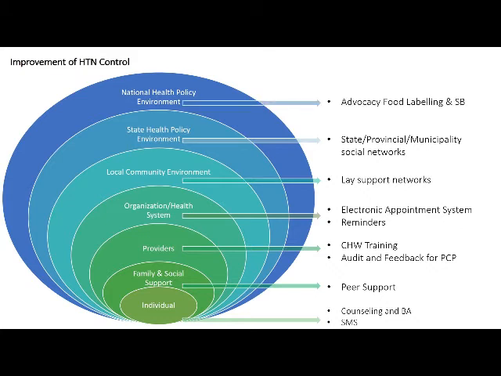And finally, at the national policy level, we plan to conduct advocacy activities for laws and regulations on food labeling and salt reduction in processed foods. So, we have here a highly complex intervention with different components at different levels. Do we have to approach all the levels affecting the target condition always?